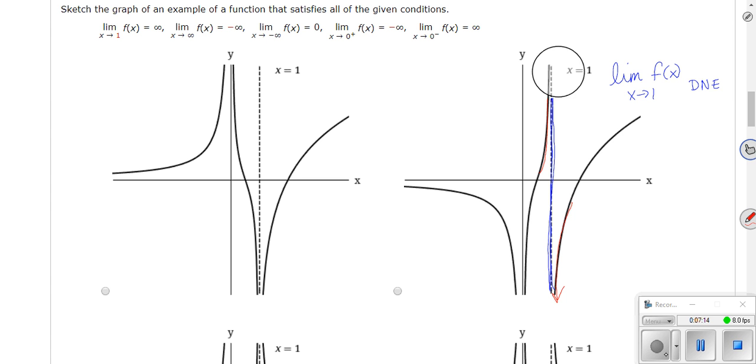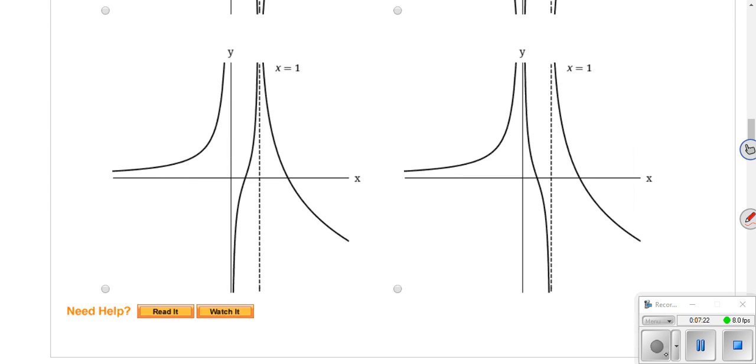That's one thing. And again, you can kind of look at these graphs and make your picks. But same thing could be said here on the one right below it. Again, same exact thing. The limit of f of x as x approaches 1 does not exist because from the left, it goes to negative infinity. From the right, it goes to positive infinity.